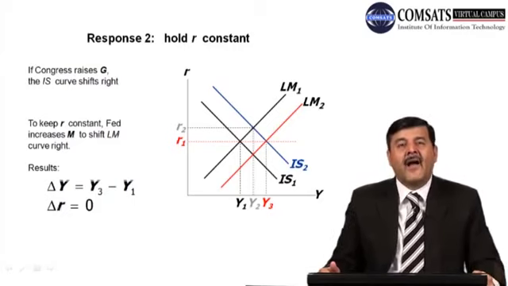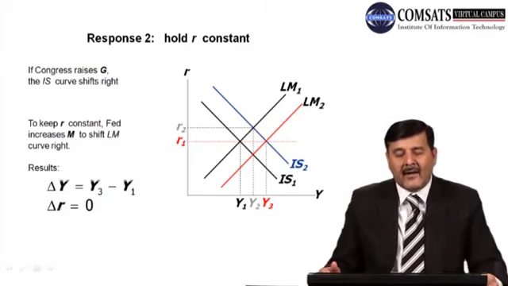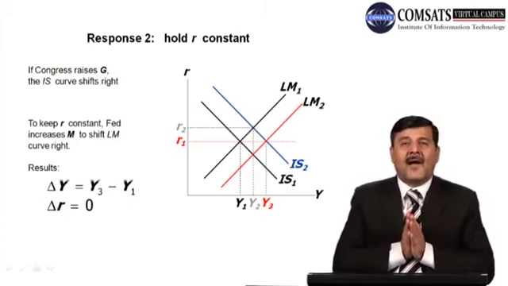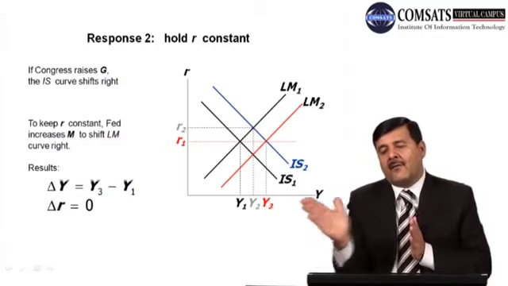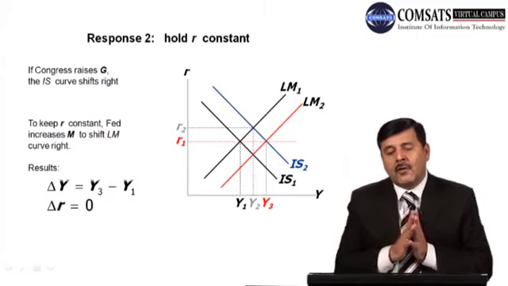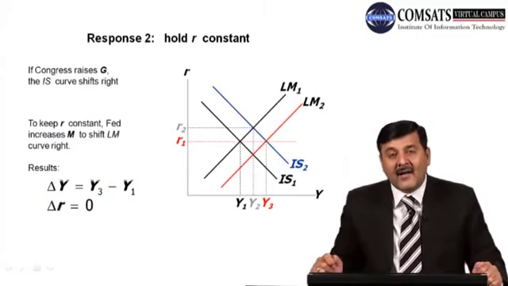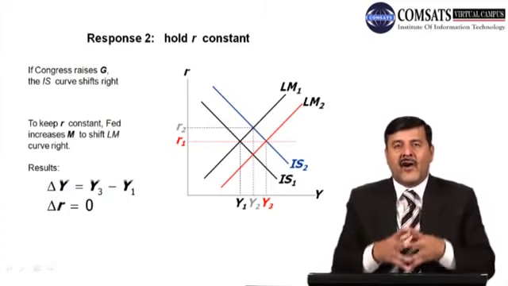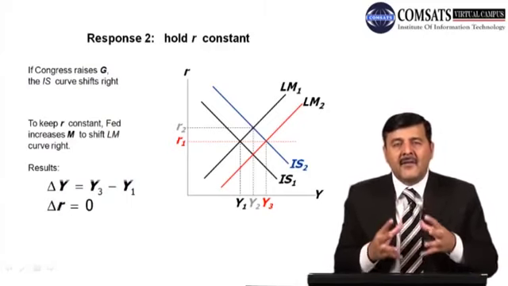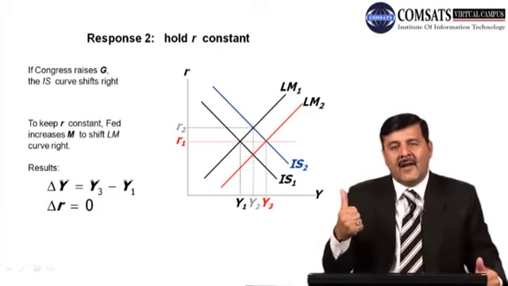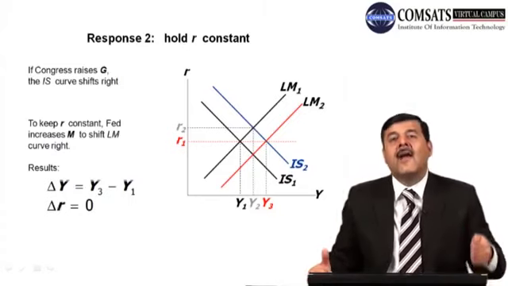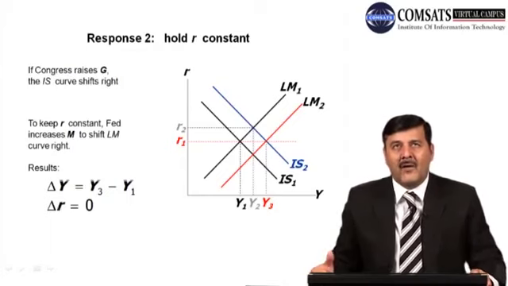But as we said, the response will be that they will hold R constant. If you want to keep R constant, what will the Fed do? They will increase money supply. If money supply increases, the LM curve shifts rightward from LM1 to LM2. Now if you look at R1, which is in red color, it is the same, but the income has increased from Y1 to Y3. When the central bank holds the rate of interest constant, it has an effect only on the level of income, and income has gone up from Y1 to Y3, so the change in income, delta Y, is equal to Y3 minus Y1.